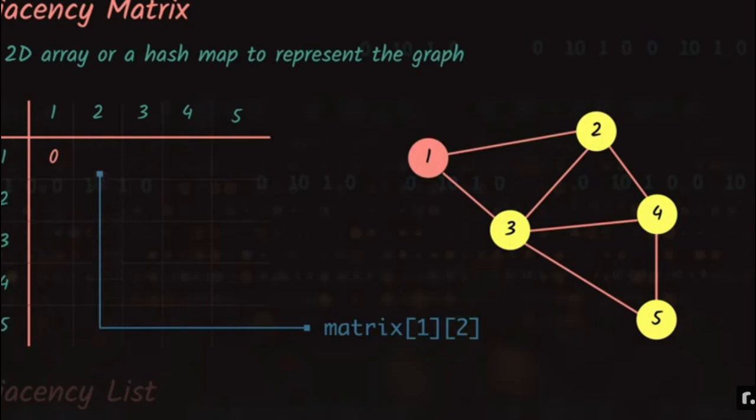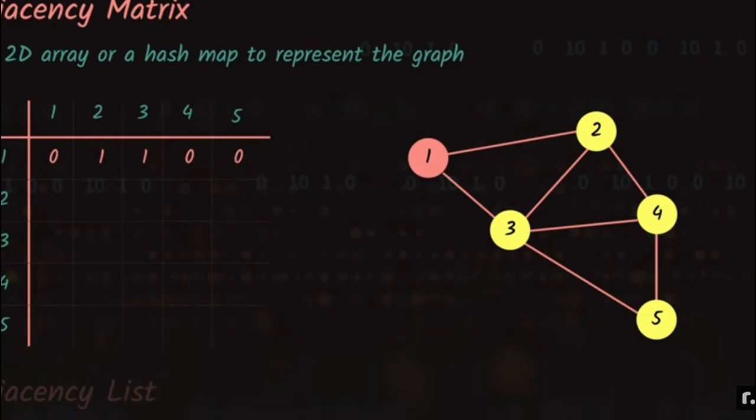Now we do have an edge from node 1 to node 2, so we will put 1 here. Then we have 1 of 3. Again, we do have an edge from 1 to 3, so we will put 1 here. Now 1 of 4. Now we don't have any edge between 1 and 4, so we will put 0 here. And then we have 1 of 5. Again, no edge between 1 and 5, so we will put 0 here.